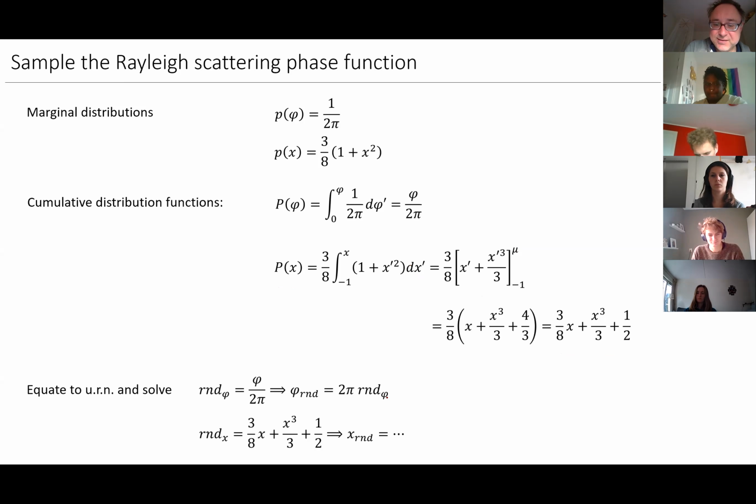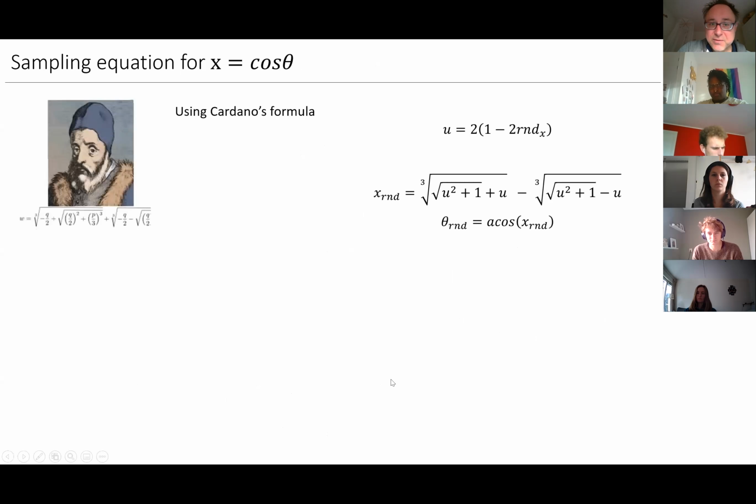So this is what we would get. For phi, it is 2 pi times the random number. That is not so difficult. Inverting this equation is much more difficult. It can be done. It's called Cardano's formula. Just like there is for a quadratic equation, there is also a recipe for solving a cubic equation. Then the result would be this.